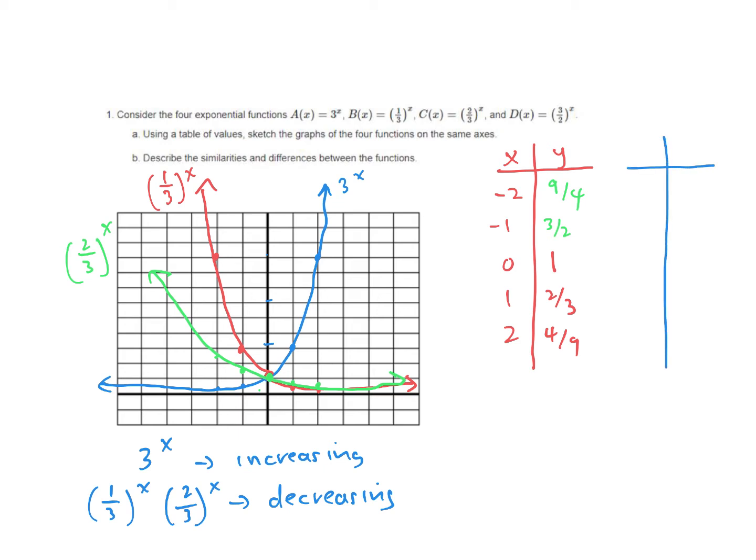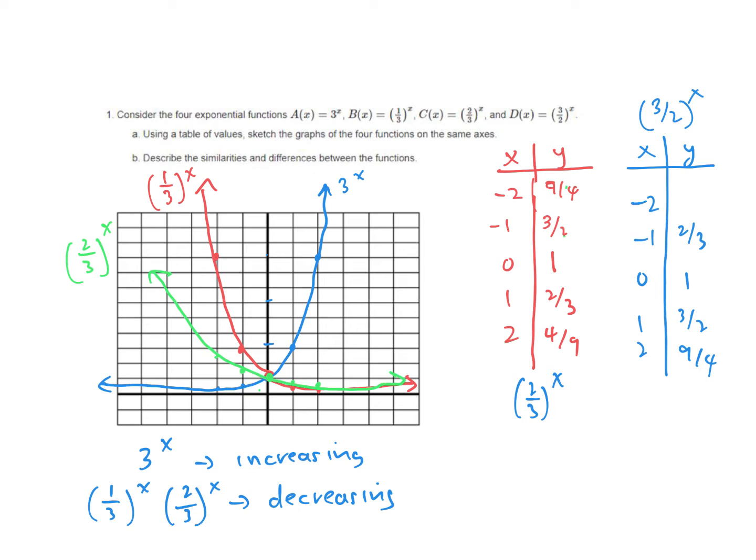3/2 to the power x, so let's make a table of values for that. So this is going to be 3/2 to the x. This one was 2/3 to the power x, so we'll use the same values. I'm just going to change color on these ones. Okay, let's go back to blue. Okay, so 3/2 to the power 0 is 1. 3/2 to the power 1 is 3/2. Squared is 9/4. And then 3/2 to the negative 1 would be 2/3. And to the negative 2 would be 4/9.